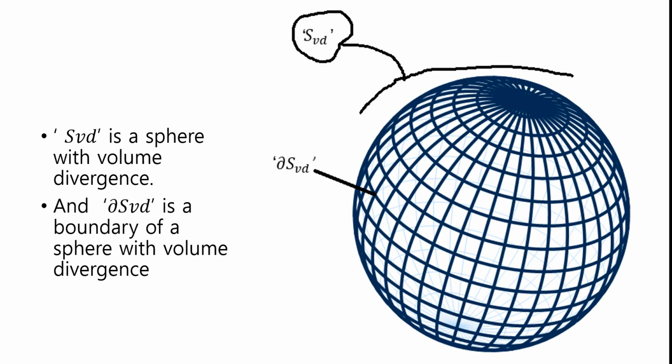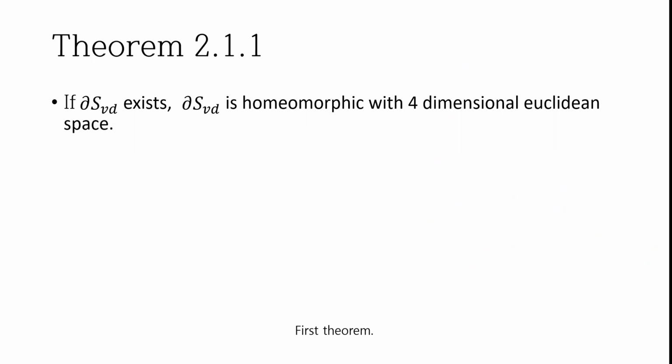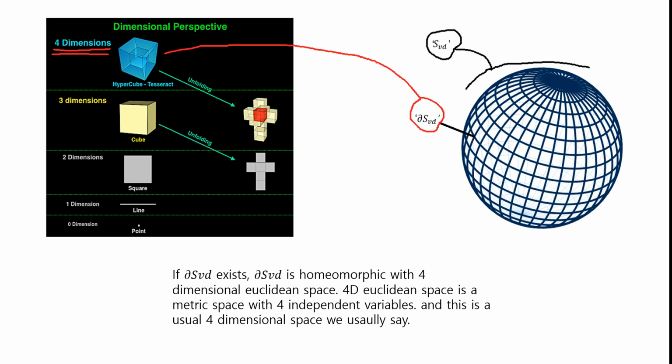Notation. S3D is a sphere with volume divergence. This 3D is a boundary of a sphere with volume divergence. S3-1 is a sphere with volume 1, and this 3-1 is a boundary of a sphere with volume 1. First theorem: if this 3D exists, this 3D is homeomorphic to 4-dimensional Euclidean space.